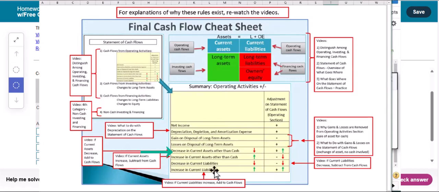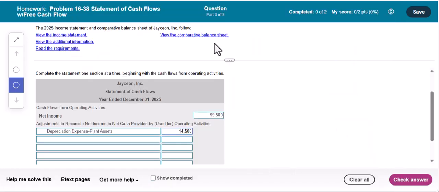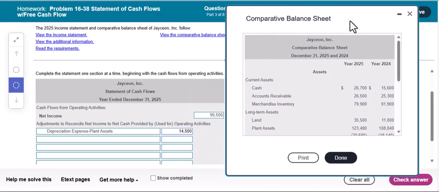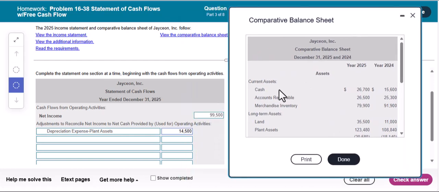And if you notice the arrows, if a current asset goes down, the cash must have gone up. So the arrows are opposite for current assets. So let's analyze our current assets. In order to do that, we're going to open up our comparative balance sheet and stick it right here. Technically the first current asset is cash, but that's going to go to the bottom of the statement of cash flows. So next up we have AR.